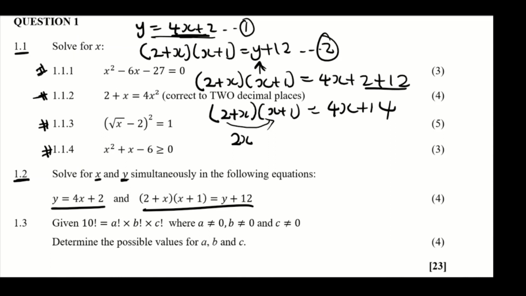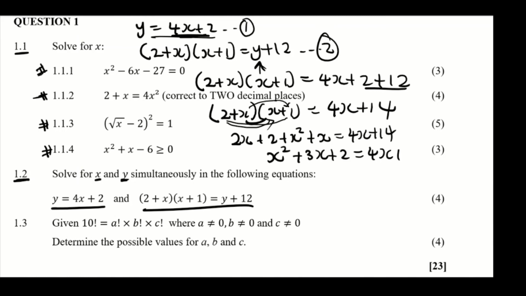We'll have 2x here, and then these 2 multiplied by the 1, we have plus 2, and the x multiplied by the x is x squared, and the x multiplied by 1 is plus x, equals 4x plus 14, right? And then we add like terms. So it's going to be x squared plus 3x plus 2 equals 4x plus 14, right? And then you transpose everything from this side to the other side. We have x squared plus 3x minus 4x plus 2 minus 14 equals 0, right?